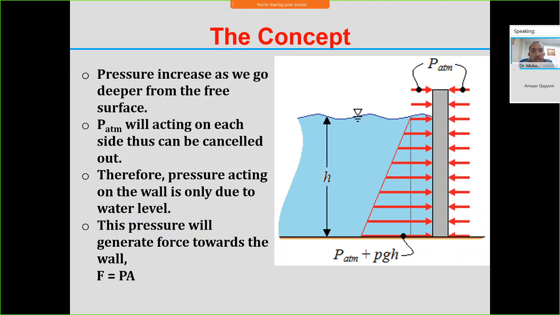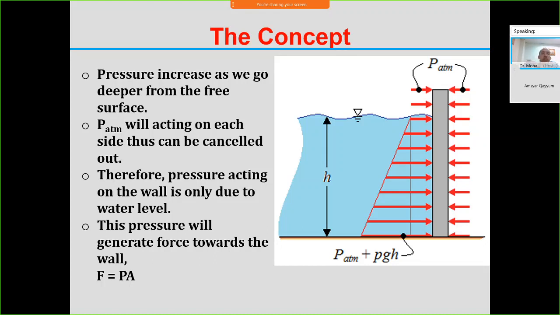We know that the pressure increases as we go deeper from the free surface. You already know that P equal to ρgh, where h is the depth from the water surface. The second concept is that P atmosphere will be acting on each side. We know that P absolute is a combination of P atmosphere and P gauge. But in the case of hydrostatic force, the P atmosphere will be acting on both sides.